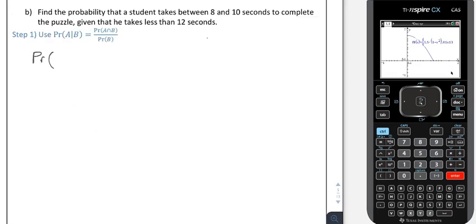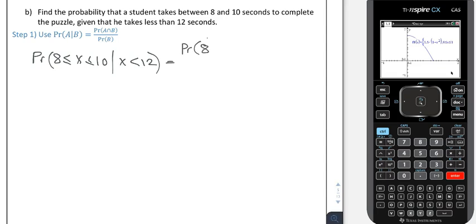The second part of this is a given portion. So we're asked to find the probability that a student takes between 8 and 10 seconds, given that he takes less than 12 seconds. So between 8 and 10 seconds, given that less than 12. Noticing that this second portion, x less than 12, is actually what we just did in part A, so that's going to make life a little bit easier later on.